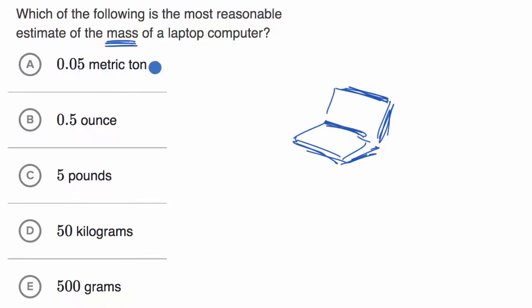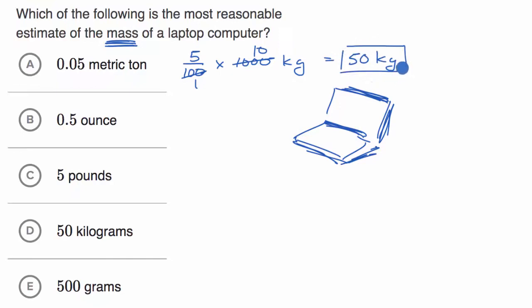So just as a review, a metric ton is 1,000 kilograms. So we could rewrite this as 5/100ths times 1,000 kilograms. And so what would this be? If you divide both 1,000 and 100 by 100, you get 5 times 10. This is equal to 50 kilograms. Now, if you don't have an intuition of what 50 kilograms is, many in the U.S. would not, 1 kilogram is approximately equal to 2.2 pounds. So this over here would be over 100 pounds, which would be ridiculous for a laptop. That would make your thighs hurt. So you'd rule that out.